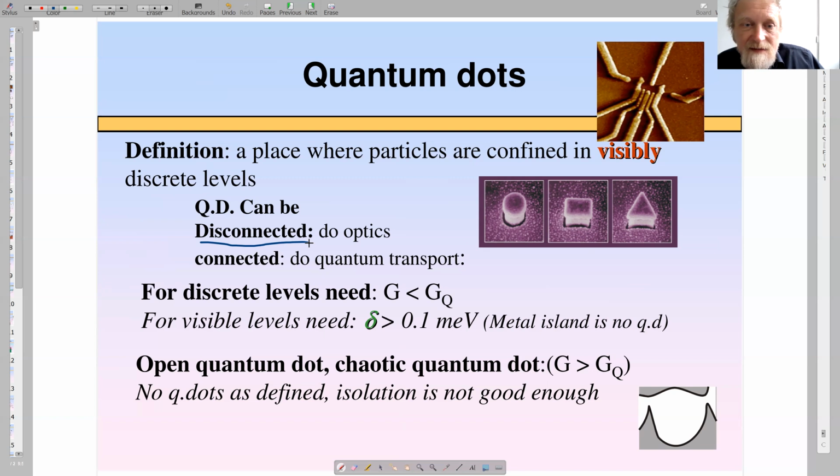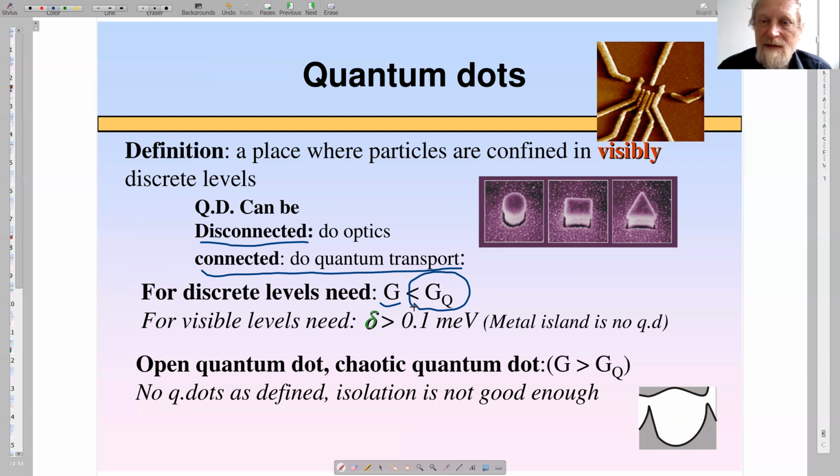An alternative is to connect some leads. Of course, we need to make sure that the contacts to the dot are not too transparent, otherwise the state will be delocalized. And in this case, we also encounter once again our central topic of this course. We encounter the conductance quantum. The conductance of the contacts, in order for levels to remain discrete, must be smaller than the conductance quantum.